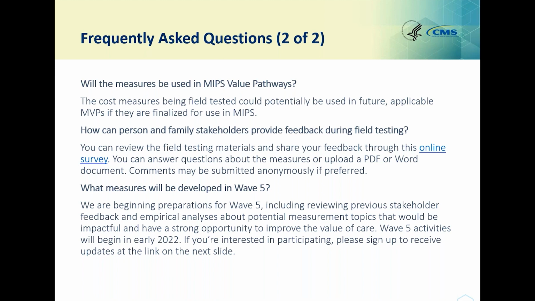Finally, we've started hearing interest from stakeholders about what measures will be developed in Wave 5. It's great that people are already looking forward to future development, and this is something that we're always thinking about. We actually met with our TEP in July 2021 to talk about measure prioritization, and we've also heard a lot of feedback in previous public comment periods to give us ideas for potential future measures that would be impactful and have a strong opportunity to improve the value of care. We're expecting that Wave 5 activities would begin in 2022. If you're interested in participating in the measure development process through one of the many stakeholder engagement opportunities, we encourage you to sign up to receive updates at the link on the next slide. Next slide, please.